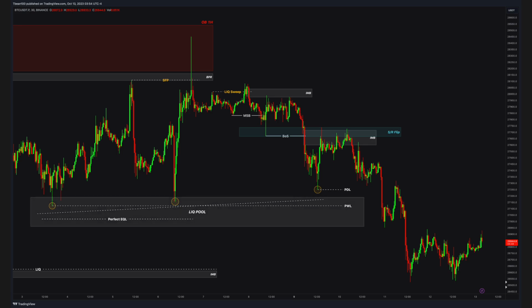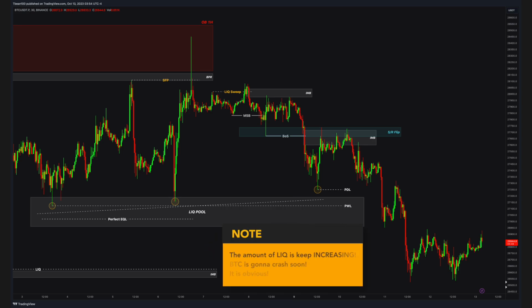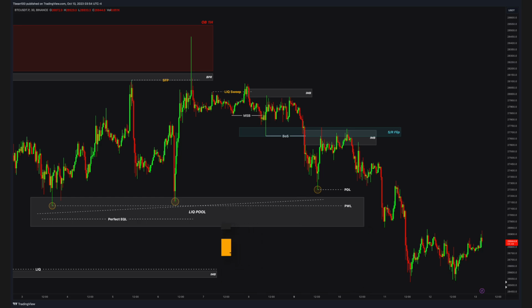Do you see what is happening right here? The amount of liquidity keeps increasing every day. Price is screaming that I want to go down. You just have to learn to hear the price. Price is the only and single indicator that you will ever need.